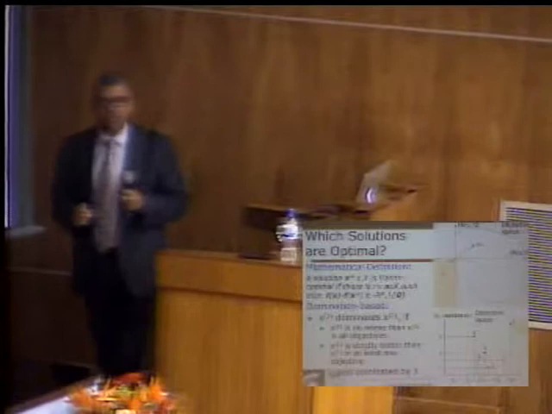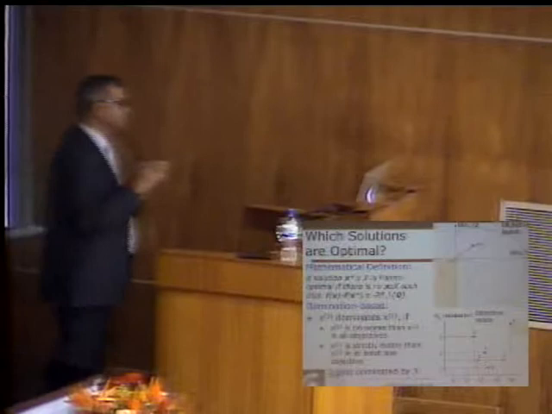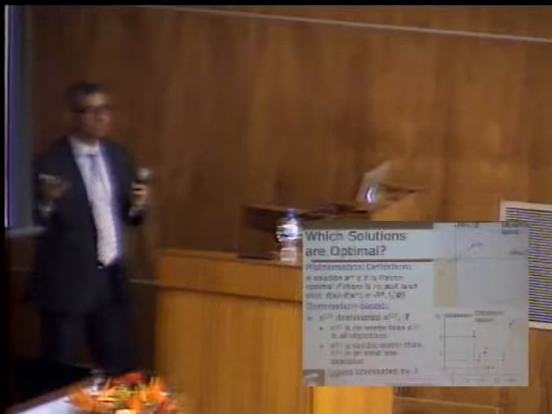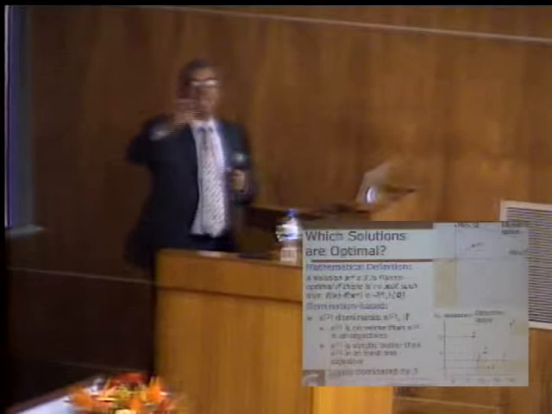We give a different name. We call it a domination. So X1 mathematically dominates another solution, X2, if both these conditions are true: that X1 is not worse than X2 in all objectives, and X1 is strictly better than X2 in at least one of the objectives. You can check this on a computer very nicely, and that defines what is meant by a dominated solution.